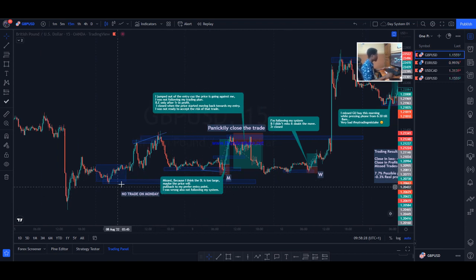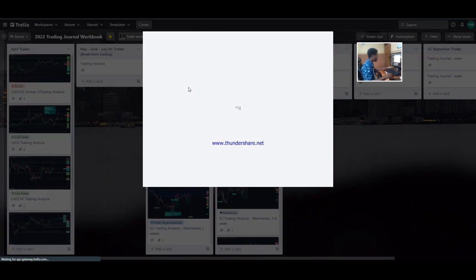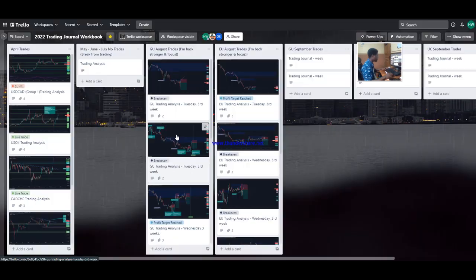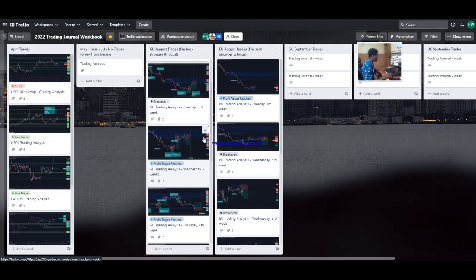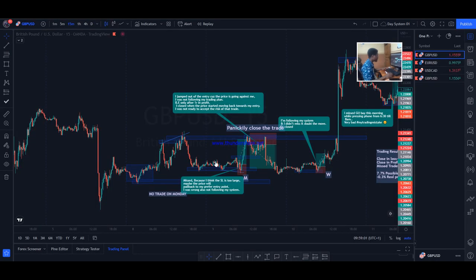when I start journaling my trade. So let's go down to Trello. So I journaled almost all the trades last month except the first week. So I started recording my trading every week in August.